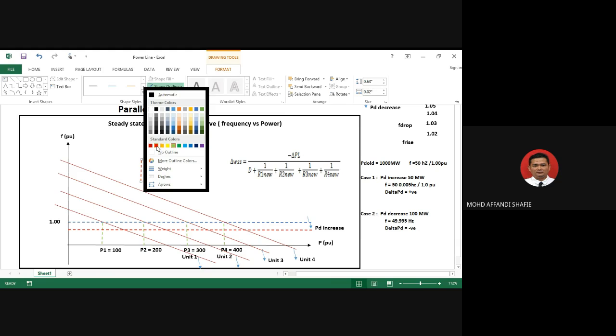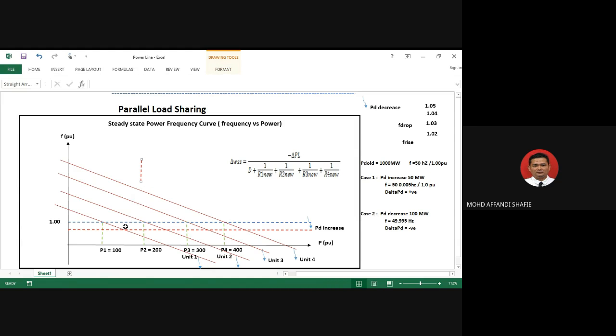the new value for P1, right? Okay, this one is P1 new. This one you get, this is for P2 new. Can you see? And then this one you will get P3 new. And then another one you will get P4 new.